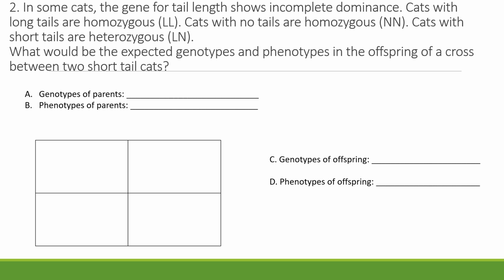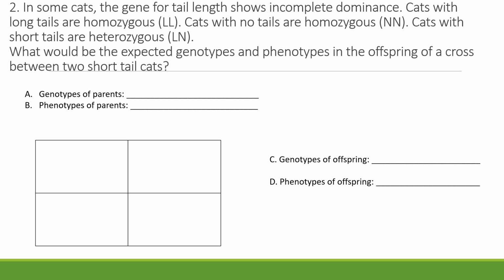Okay, for our second example, it gives us more of a question. It's kind of more of a word problem like we're getting used to. Okay, so it says, in some cats, the gene for tail length shows incomplete dominance. Cats with long tails are homozygous. Okay, so they have the same letter, they're capital L, capital L. Cats with no tails are homozygous, and they're represented by capital N, capital N.